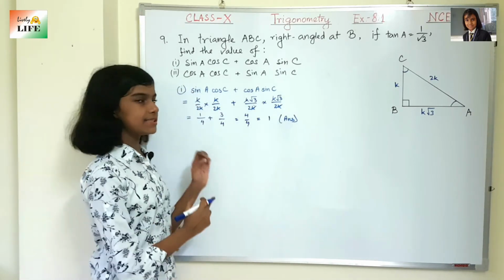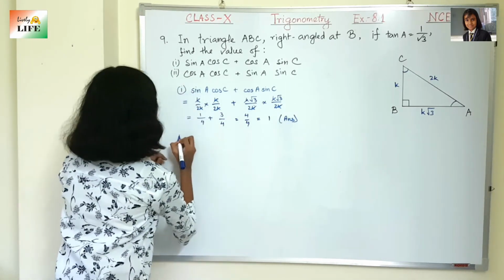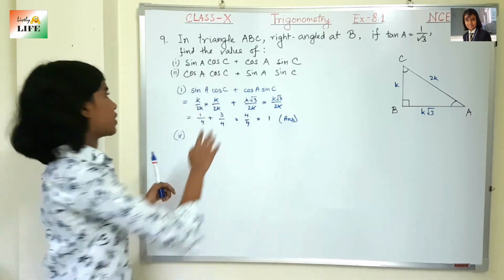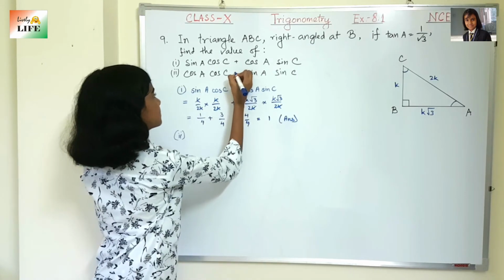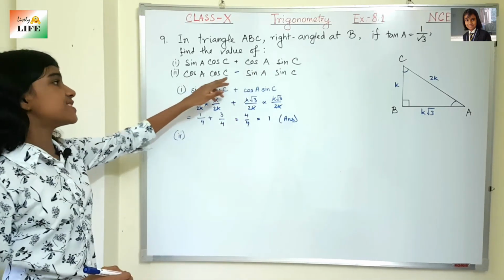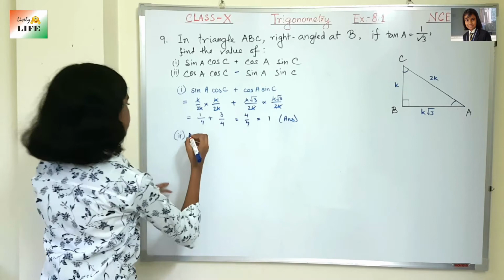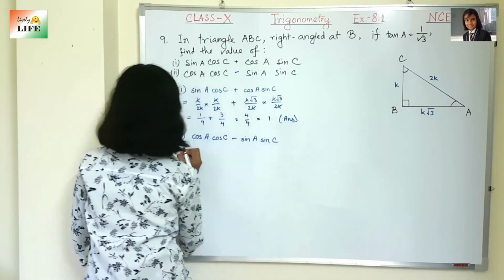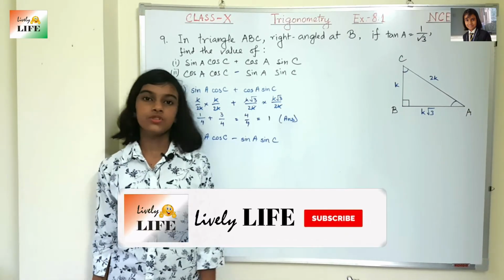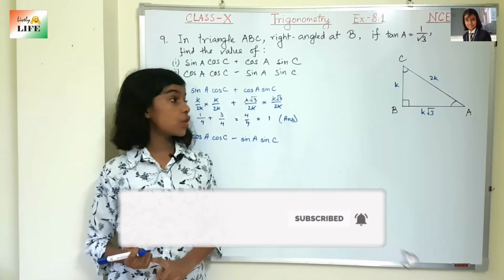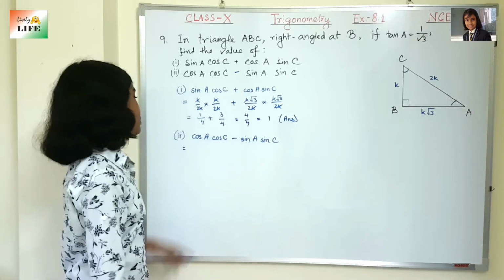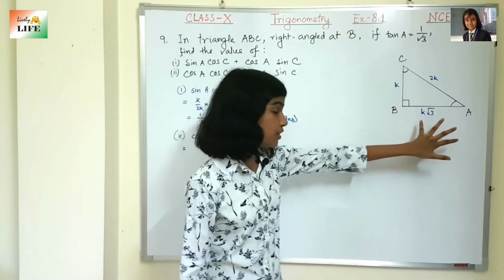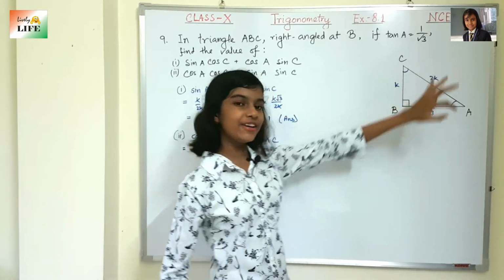Okay. Now let's move to number 2. What is number 2? Cos A cos C. Sorry, it will be not plus, it will be minus. Okay. Cos A cos C minus sin A sin C. Okay. So now cos A. What is the value of cos? The value of cos is base by hypotenuse. So cos A in respect to angle A, what is the base? Base is K root 3 by 2K.